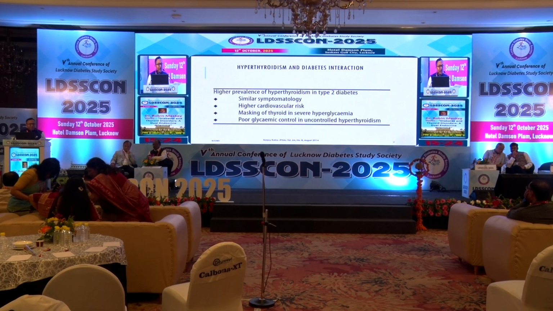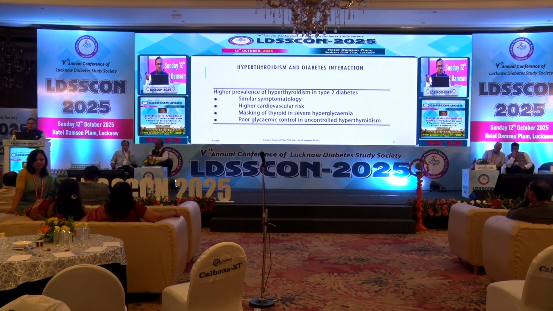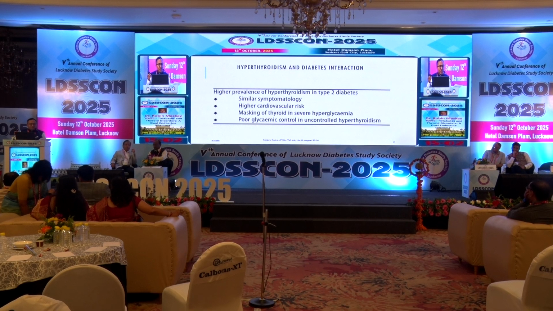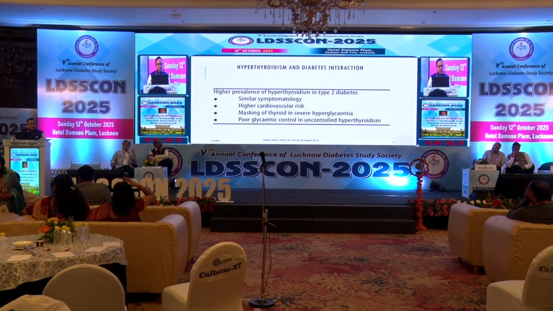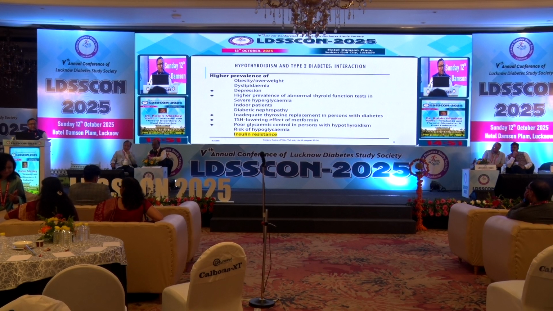Whenever there is a high prevalence of hyperthyroidism in type 2 diabetes, there are similar symptoms as already told. If there is poor glycemic control, the patient presents with weight loss, and in hyperthyroidism they can also present with weight loss. If the patient has hyperthyroidism with diabetes, they can land up with diabetic ketoacidosis. They are at more risk for cardiovascular risks, and they can also mask the thyroid symptoms in severe hyperglycemia patients, and poor glycemic control with uncontrolled hyperthyroidism leads to diabetic ketoacidosis. And hypothyroidism with type 2 diabetes are more prone to metabolic syndrome and increased cardiovascular risk because of increased insulin resistance.